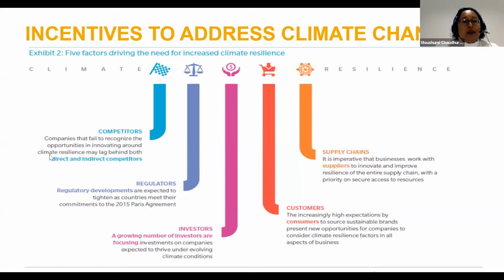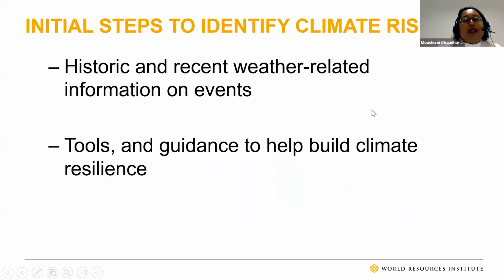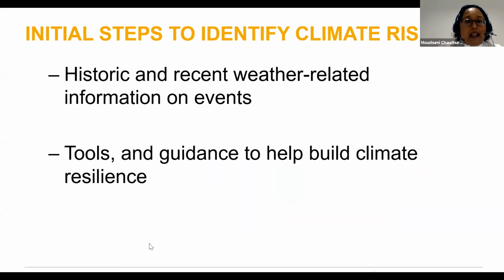So just to begin with, in terms of giving you some initial steps to think about in terms of how to identify climate risks, one way to do that is to look at historic and recent weather-related information. And this can be found in various places. You can even look at a newspaper to look at what are the recent weather trends. If you do have access to platforms through a university, for instance, that provides data on weather-related events, or the meteorological offices in your countries could provide this information.